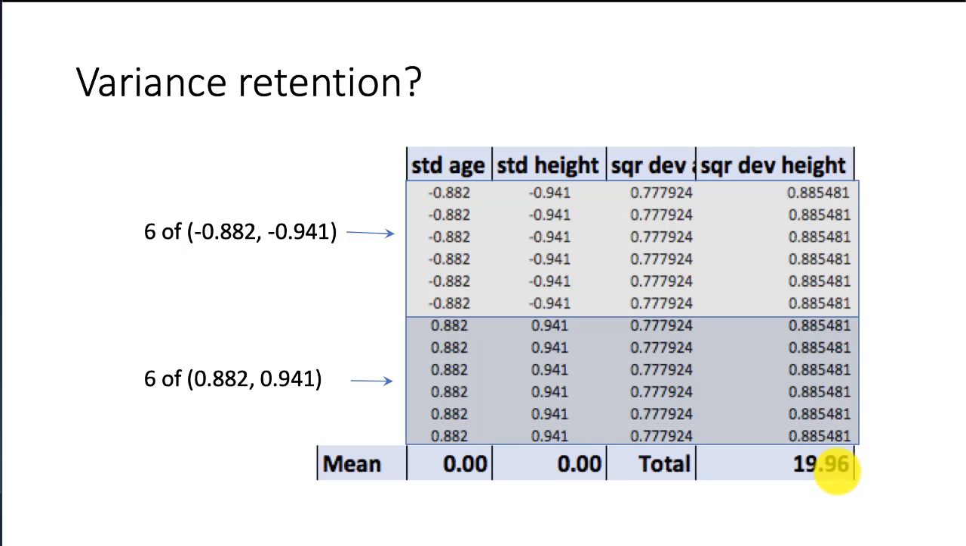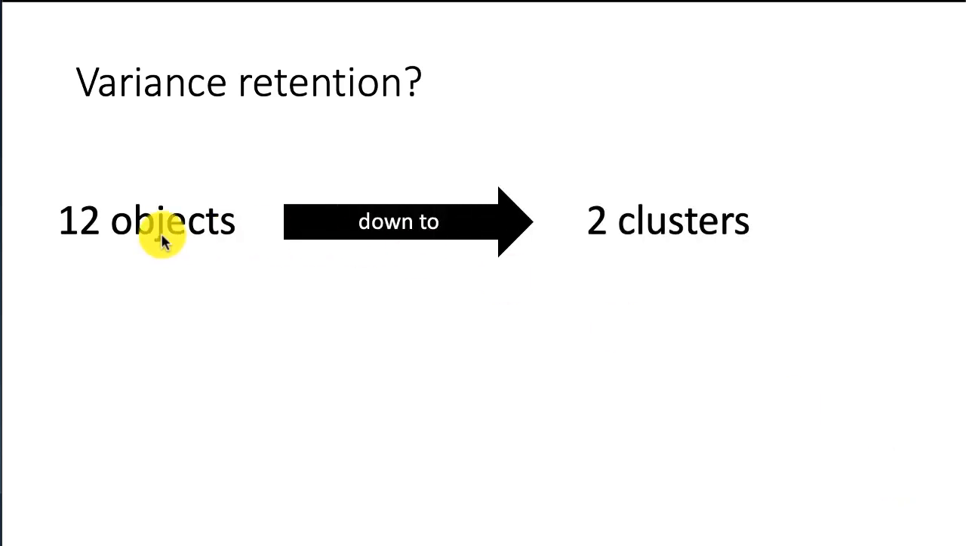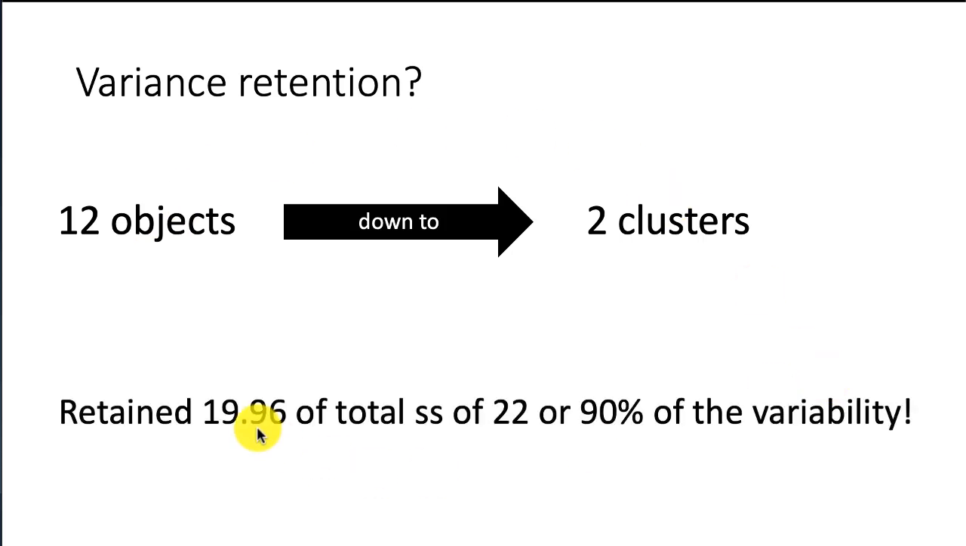Okay, now remember, the total sum of squares in our original data was 22. And the total sum of squares in our clustered data is 19.96. So we managed to reduce the complexity from 12 objects to 2 clusters, but still we managed to retain 19.96 of the total SS of 22. Even though we reduced from 12 objects to just 2 clusters, we are still keeping 90% of the variability that exists in our data. So that's a good measure of how good the clustering is.